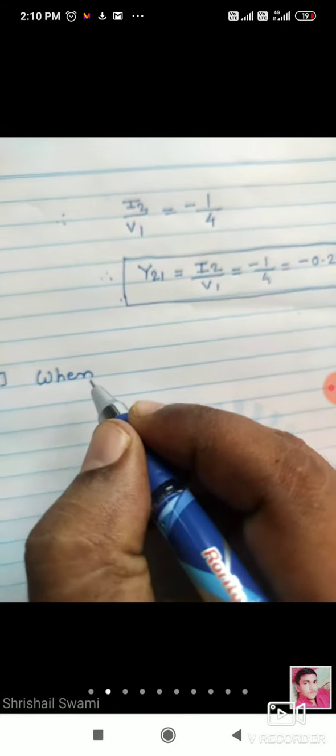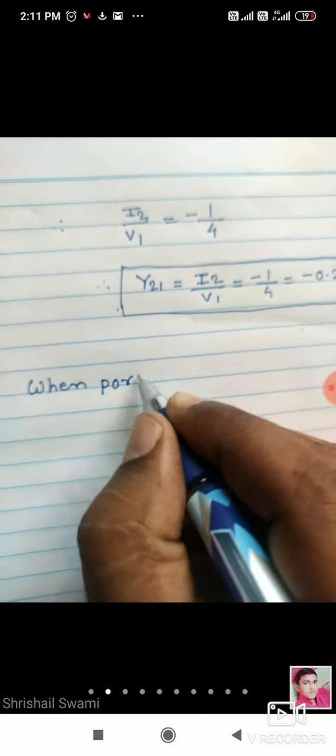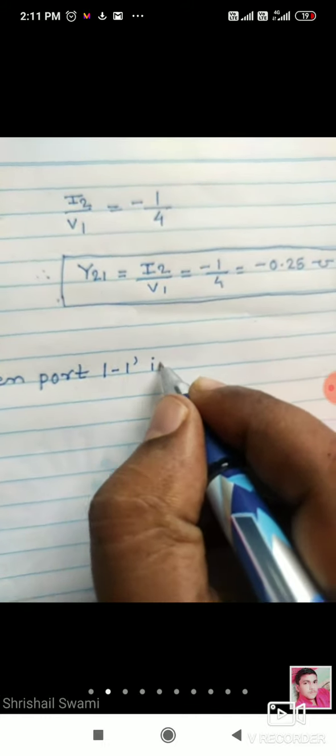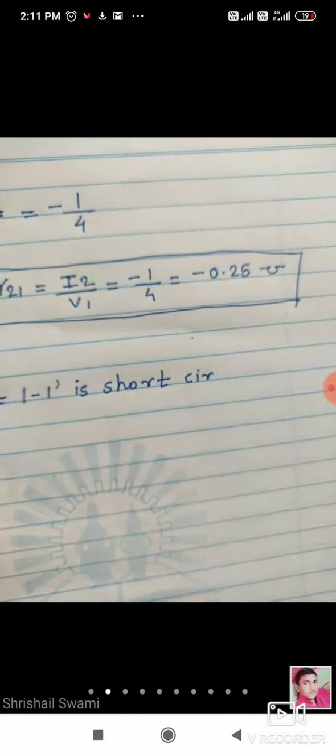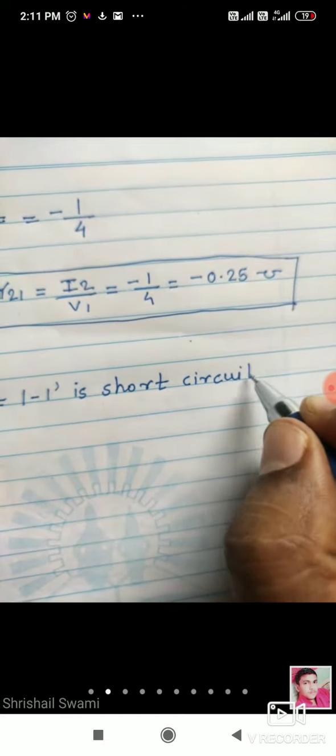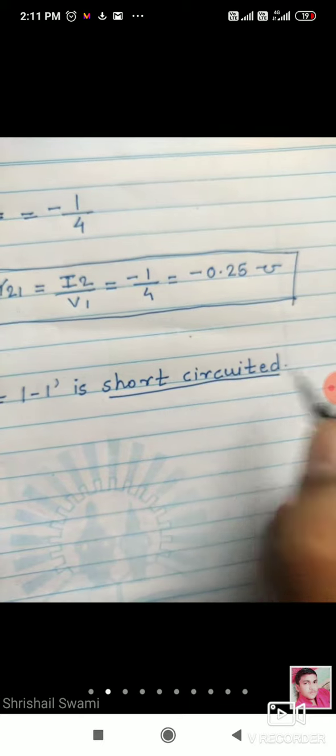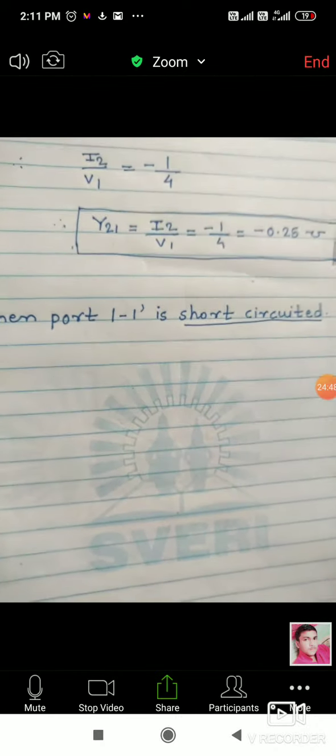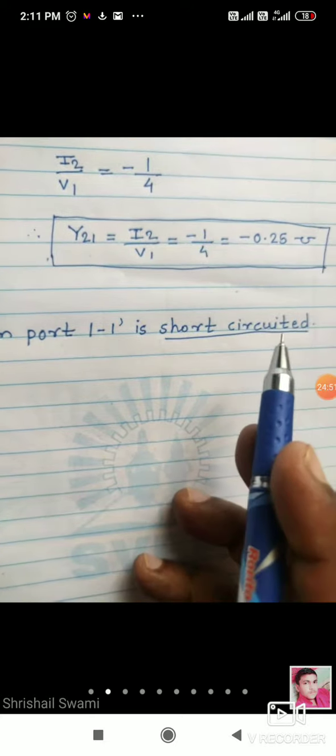That is port 1 dash, you have to make it short. So when port 1 dash is short circuited, that is V1 equal to 0.